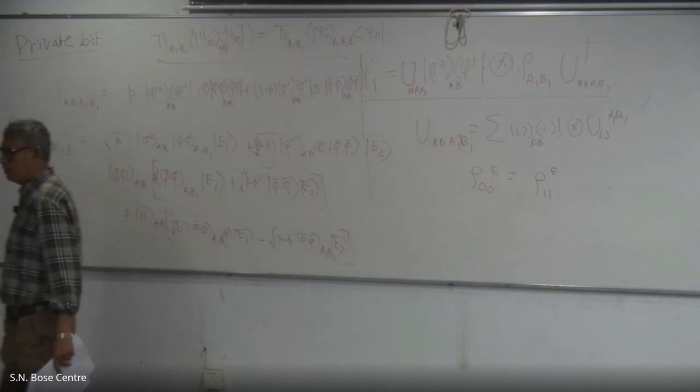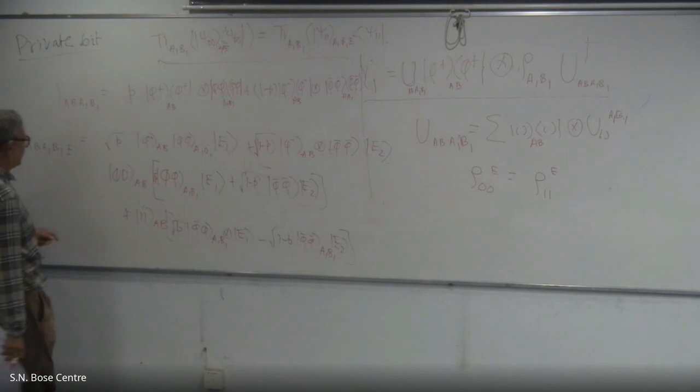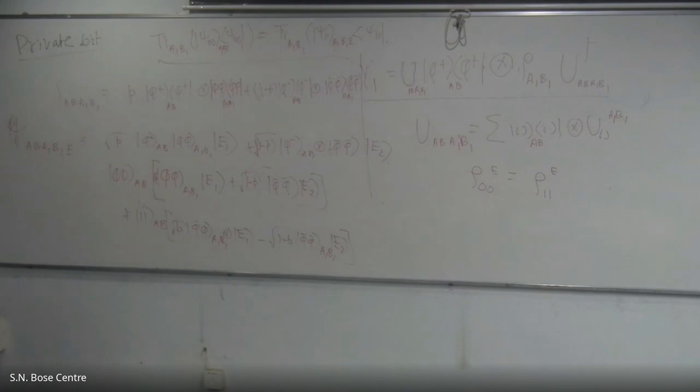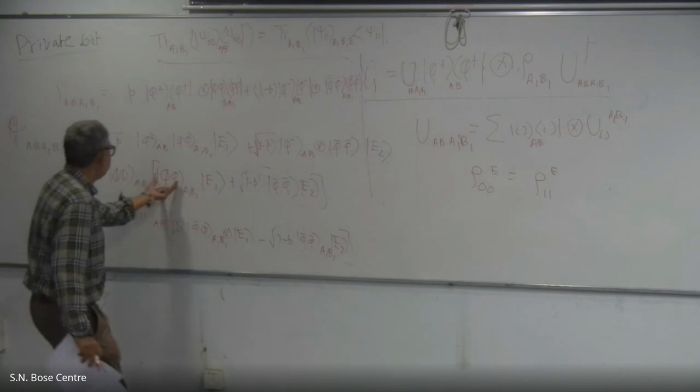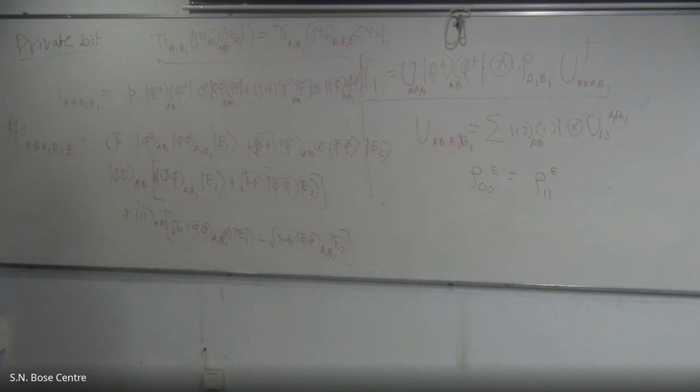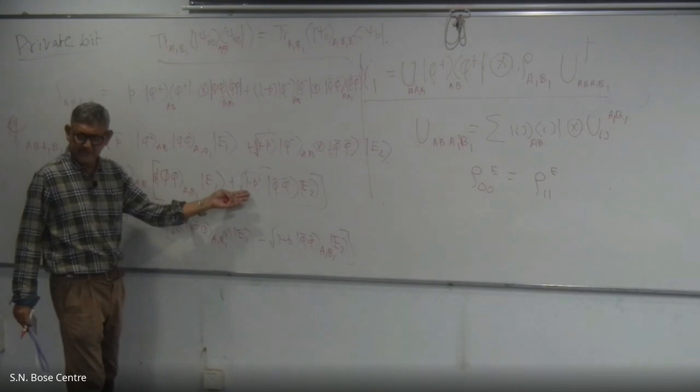Now let Alice has collapsed. Alice and Bob perform an emergent measurement. Your collapses on zero. Now can you tell me the state of E? Because these two states are orthogonal, you have to trace over. So if Alice collapses on 0, 0, this system A, B, A1, B1 will collapse on this thing. I am interested to find the density matrix of E.